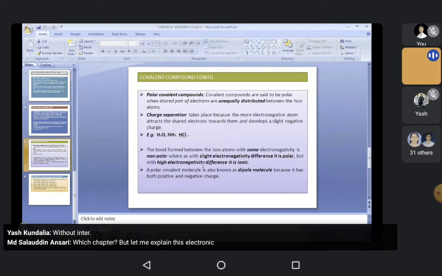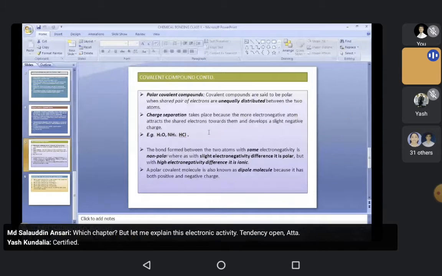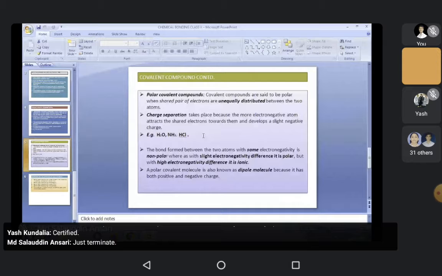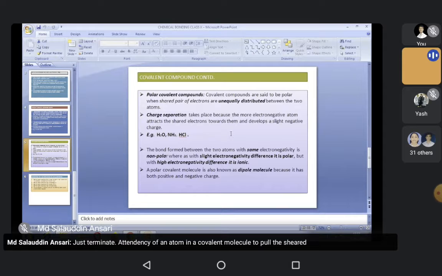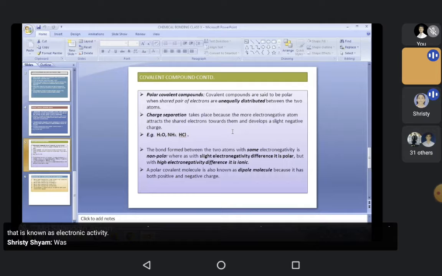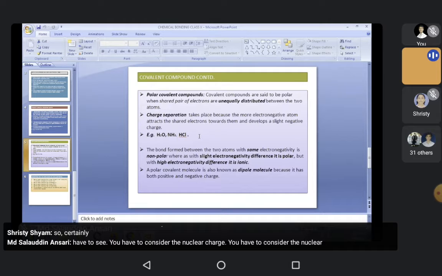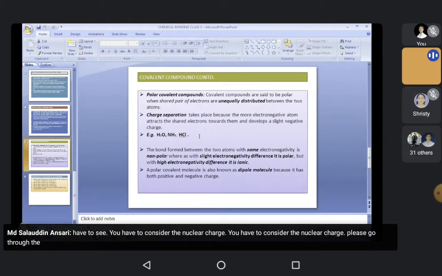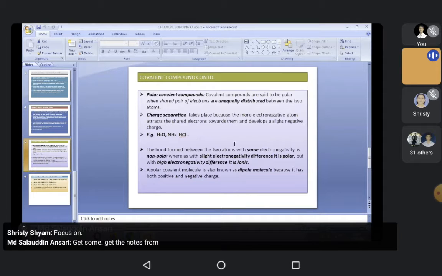But let me explain this electronegativity. Tendency of an atom in a covalent molecule to pull the shared electron towards itself. That is known as electronegativity. Electronegativity will be more in non-metals. Not in all the non-metals, though. You have to consider the nuclear charge. Please go through the notes that are given in the class. Get the notes from somebody.